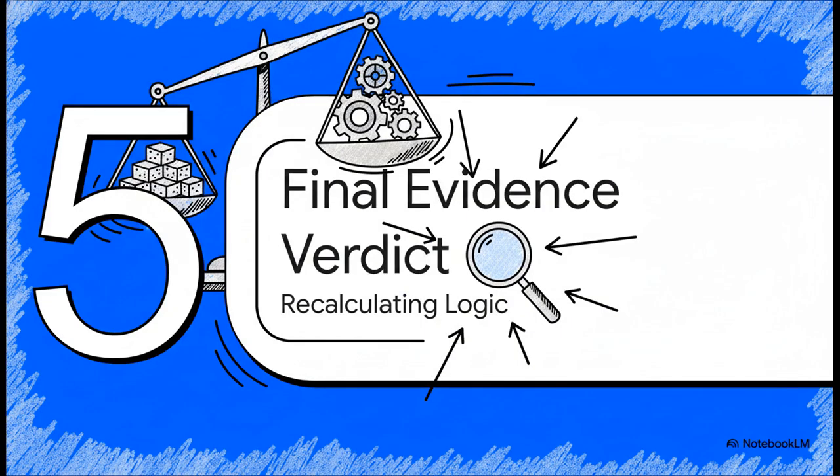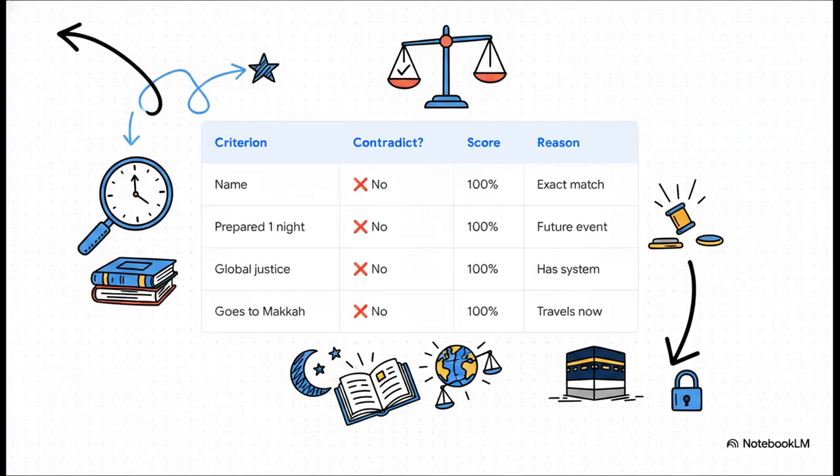Which brings us to our final section, the final evidence verdict, where we recalculate everything using actual logic. So what exactly happens when we take our raw data set and apply this airtight logical framework? Let's recalculate using this new matrix. When we apply the rule that a future event does not equal a contradiction, the board suddenly clears. The exact name? Still a solid 100% match. Prepared in one night? Well, that's a future event, so no contradiction. The score returns to 100%.